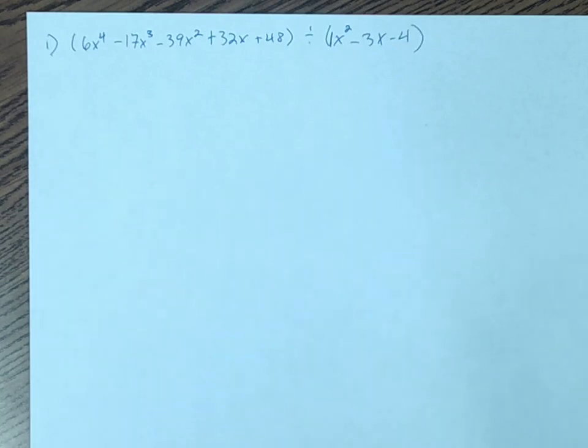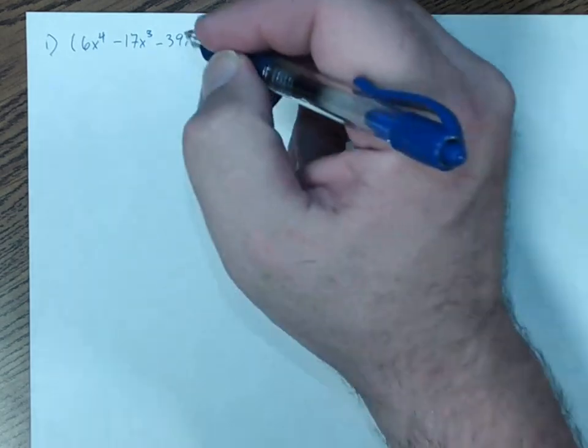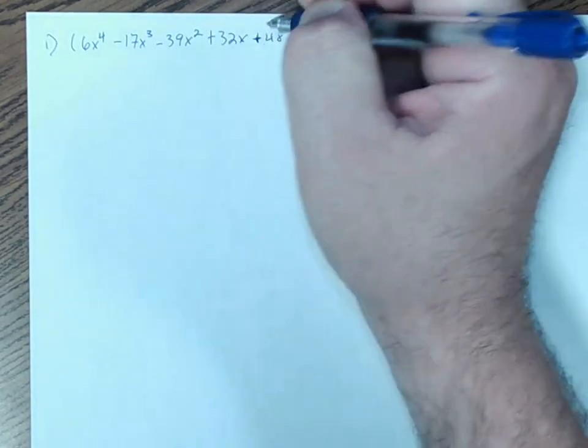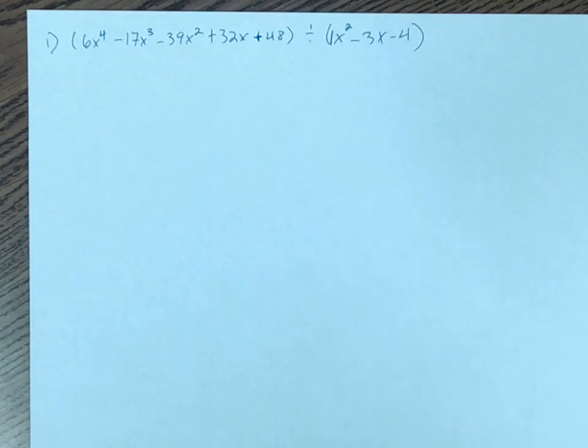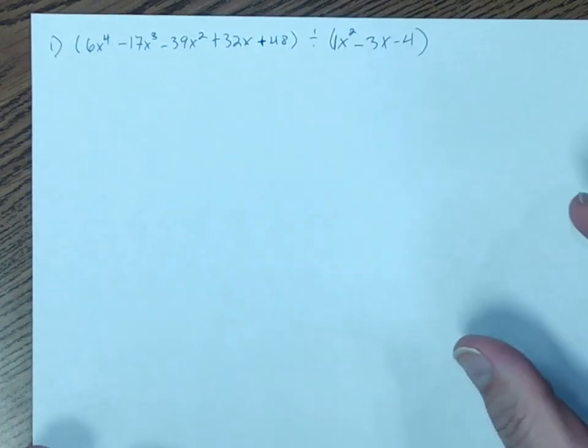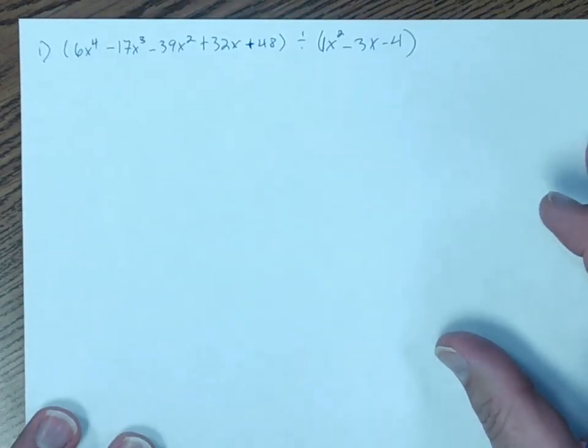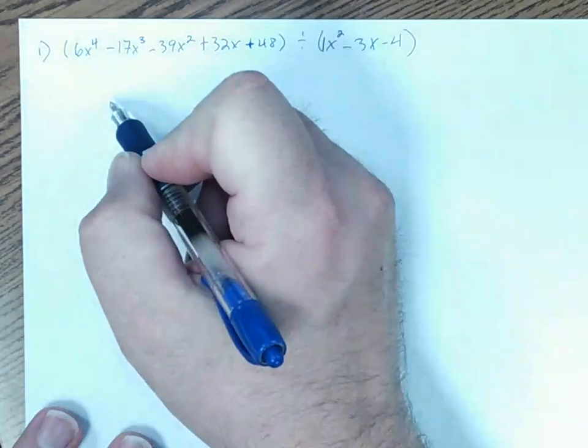I don't like implied stuff. I want to know what I'm working with, so you will see me almost always put a 1 in there for missing coefficients. So now that we've established that we've got everything we need, let's set up the problem.